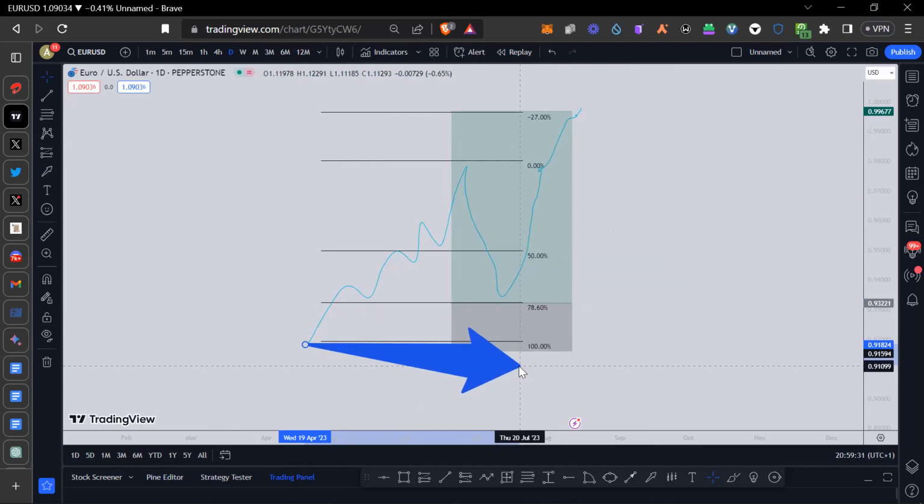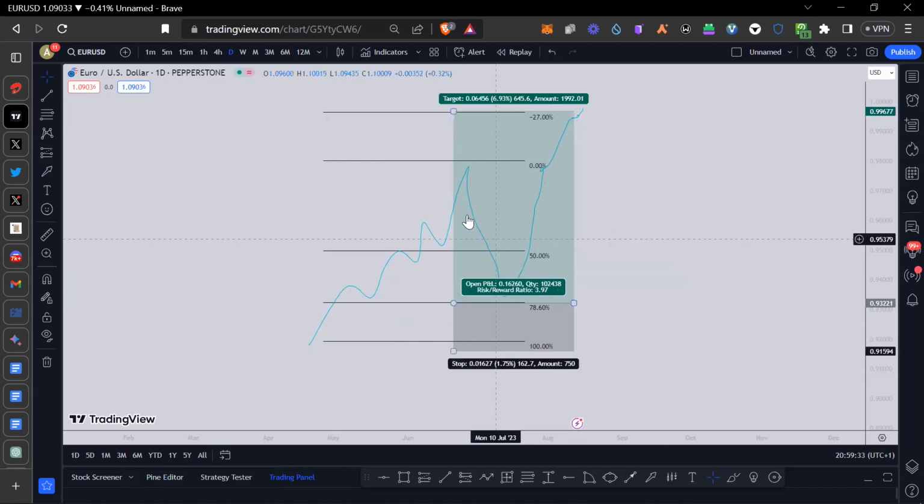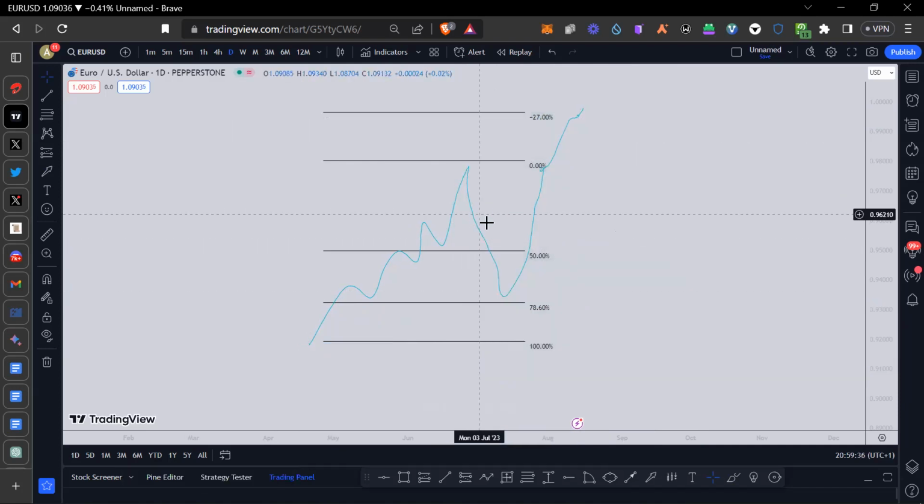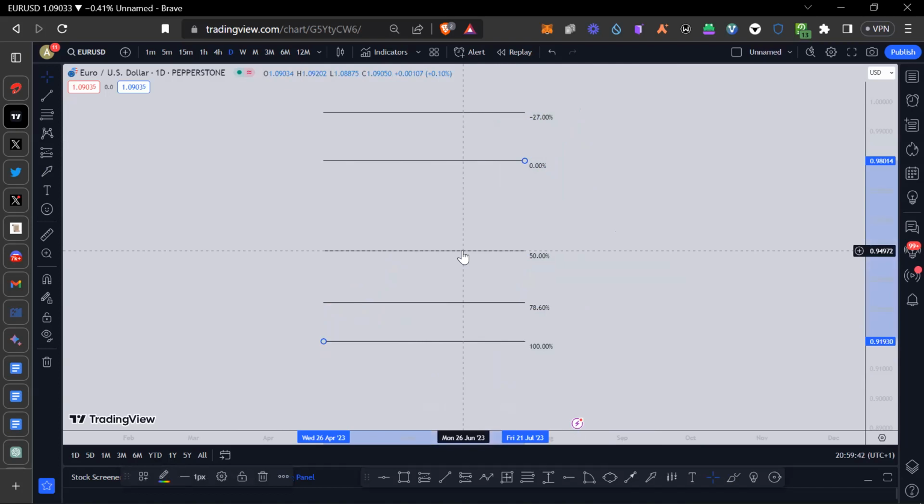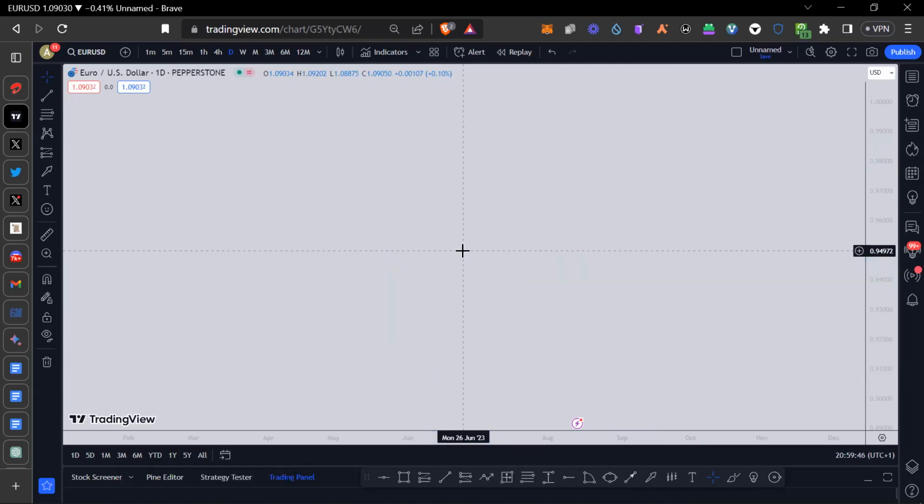Okay. So that's basically the idea of Fibonacci. But the other advantage of Fibonacci is it helps determine where the range is, where the turns in the range are.